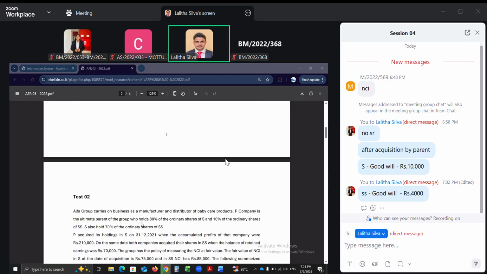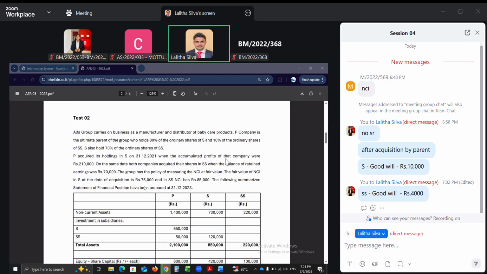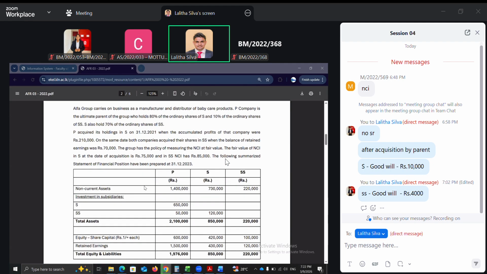Okay, now we have a task. It's a similar type of question we are having here. Now, this is a D shape or mixed group structure with NCI at fair value. This is a mixed group structure with NCI at fair value. Can you quickly prepare the answer? First, tell me the goodwill or the gain on bargain purchase of these three investments. Now we are having 1, 2, 3 investments in here.